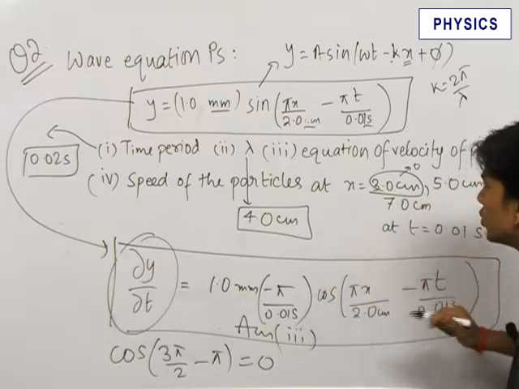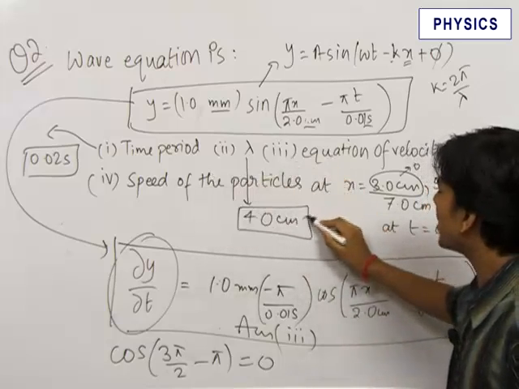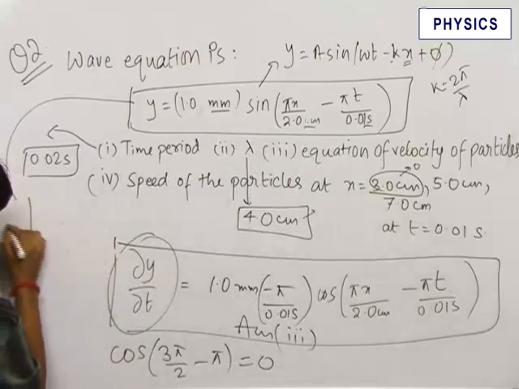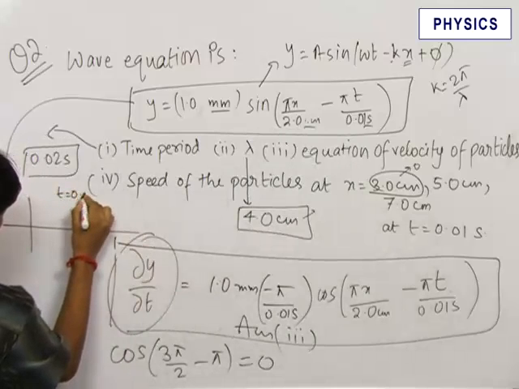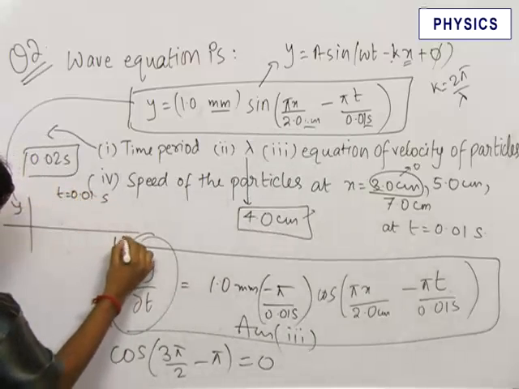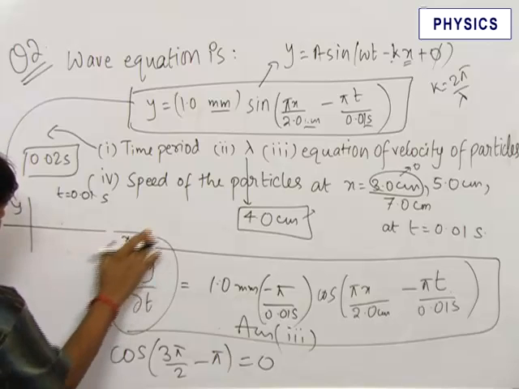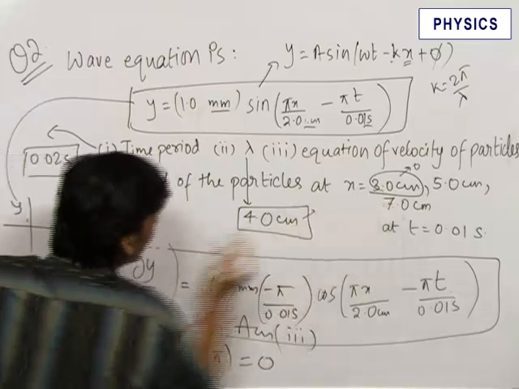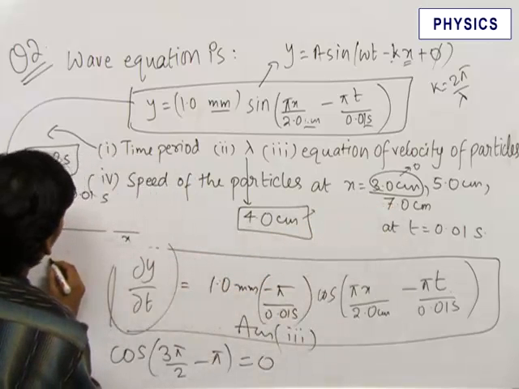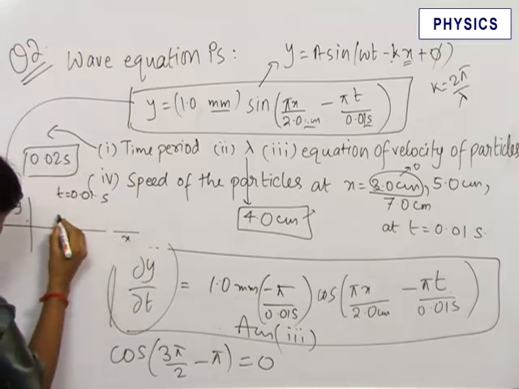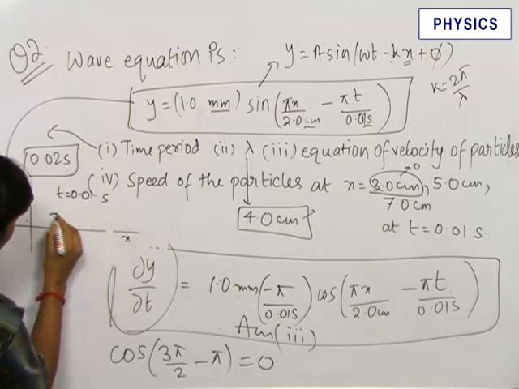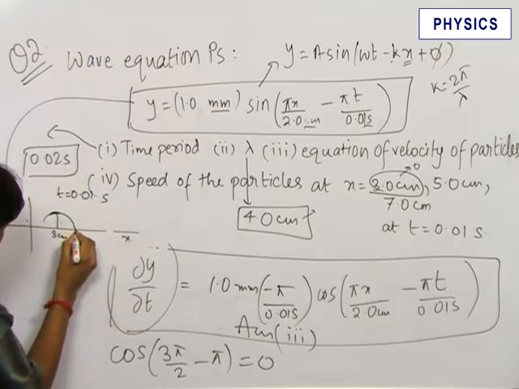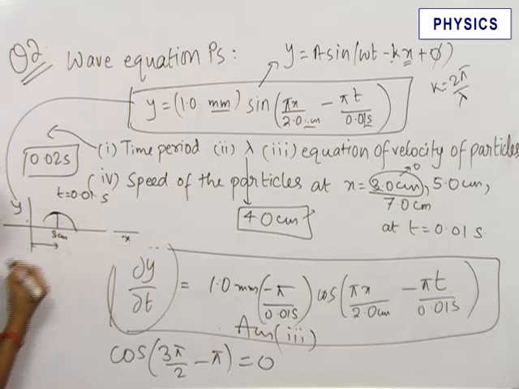Now there is a careful realization which you should have made here. Instead of putting all these values, you can see what the lambda is. Lambda is equal to 4 centimeters. So at t is equal to 0.01 seconds, the graph of y versus x would be something like this, where the particle at x is equal to 3 centimeters has a velocity of 0. That means the 3 centimeters particle is at its highest point. So this will be the 3 centimeters particle, which is at a distance of 3 centimeters from this point.